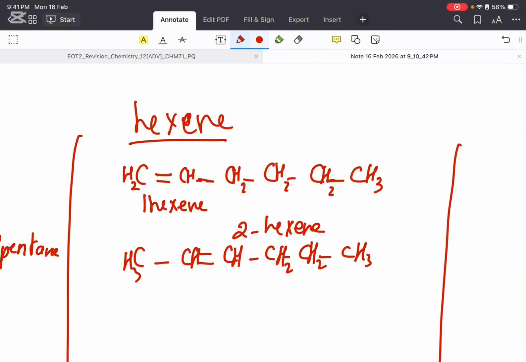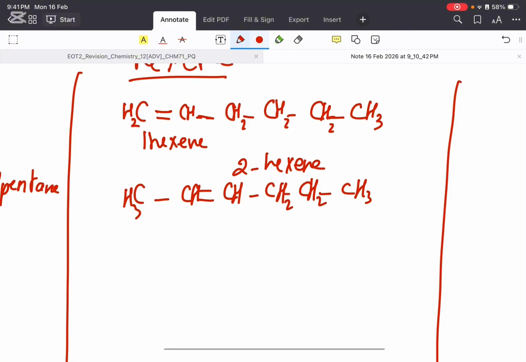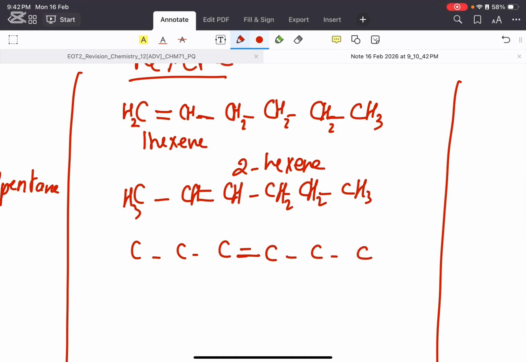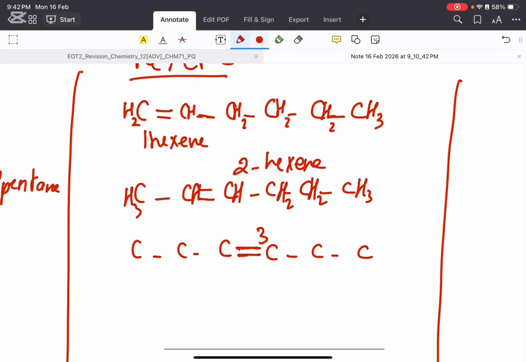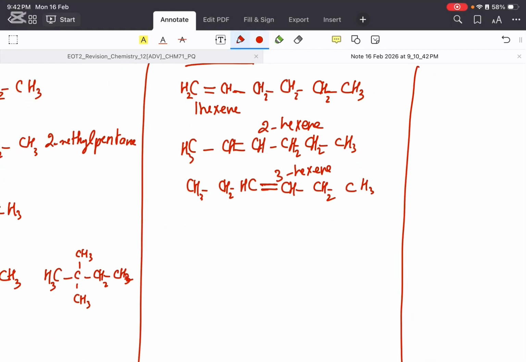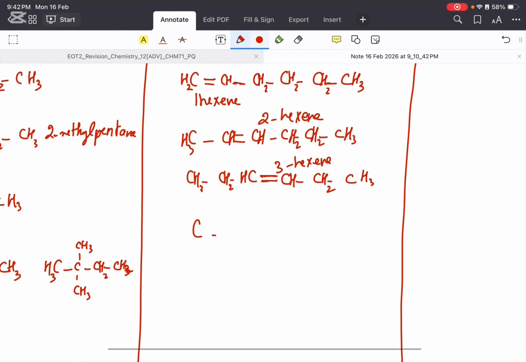What about doing it on the third? 1, 2, 3, 4, 5, and 6. Let's put the double bond on the third. That's a 3-hexene. Are there other possibilities? Yes, of course. You can go for a smaller chain. What about 5 carbons, 1, 2, 3, 4, and 5, with a double bond on the first and a branch here?